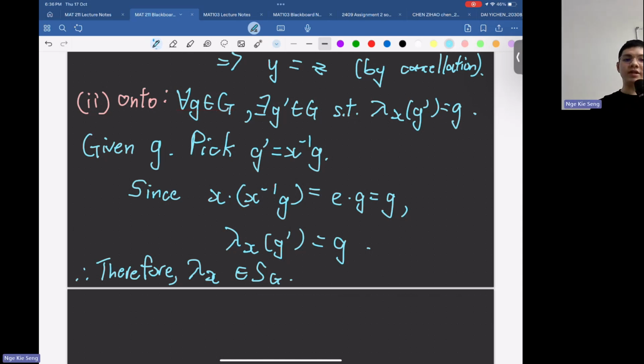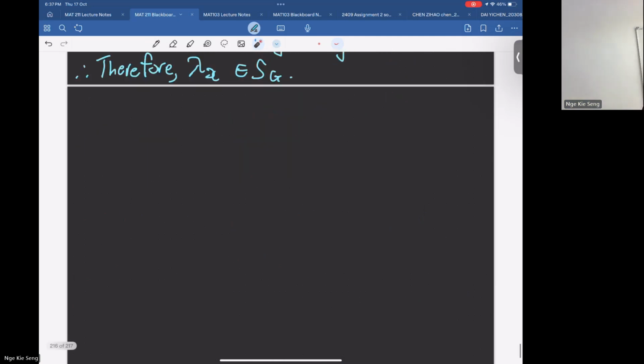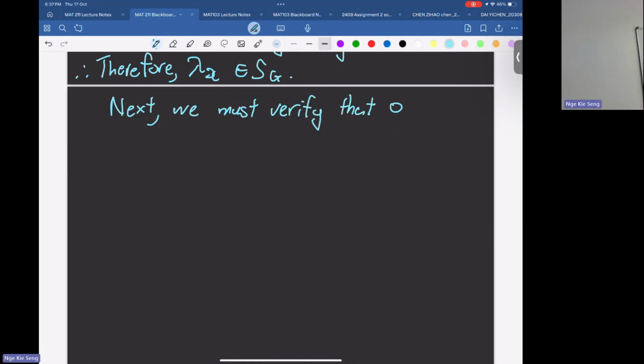All right, so what else do we need to check? We just checked whether we defined a proper map or not. We need to check that this phi is actually a group homomorphism and bijective again. Wow, so many bijections to show. Bijective is very important in this class, so you have to definitely learn it. Next, we must verify that phi is a group homomorphism.